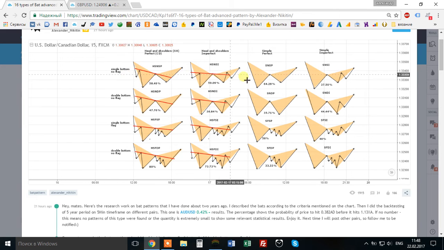Okay, so if you look at the first row, it is single bottom. Second row, double bottom. Third row, single bottom. Fourth row, double bottom. Look at those columns. First column, HS. Second column, HS. Third column, S. And the fourth column, S. And as for CD leg, first column perfect, second column imperfect, then again perfect CD, and then again imperfect CD. So 4 criteria multiplied by 4, we have 16 types of patterns.